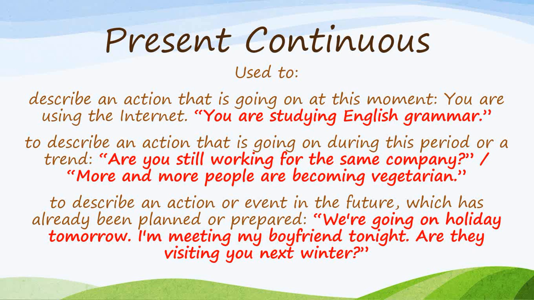Present continuous is used to describe an action that is going on during this period or a trend. For example, are you still working for the same company? Like during this period, like this year? Or more and more people are becoming vegetarian. We're talking about a trend.